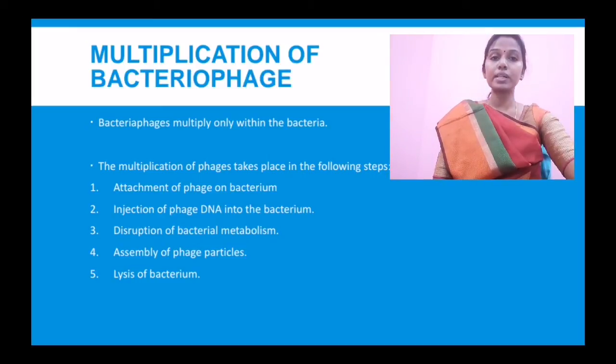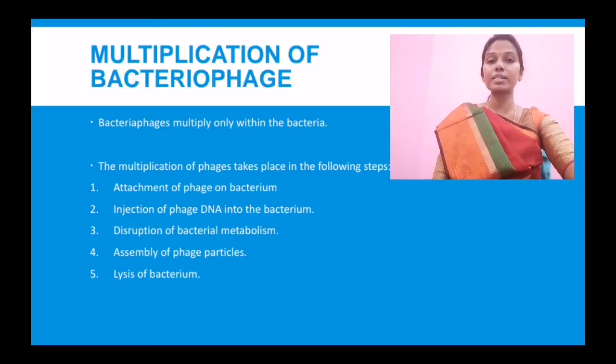The first step is attachment of the phage on the bacterium. Second step is injection of the phage DNA into the bacterial cell. The third step is disruption of the bacterial metabolism. The fourth step is assembly of phage particles inside the bacterial cells. And the last stage is lysis of the bacterial cell.